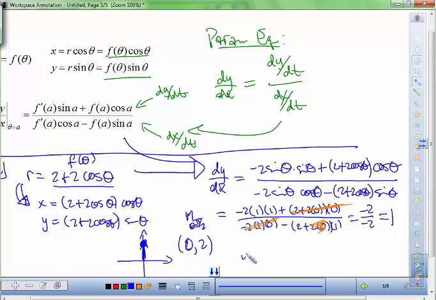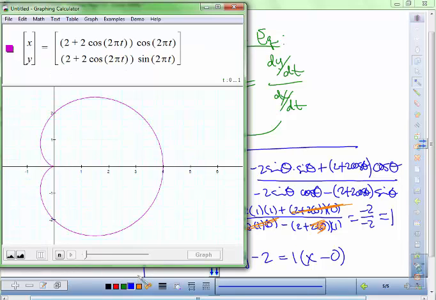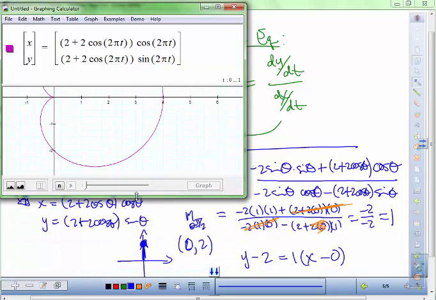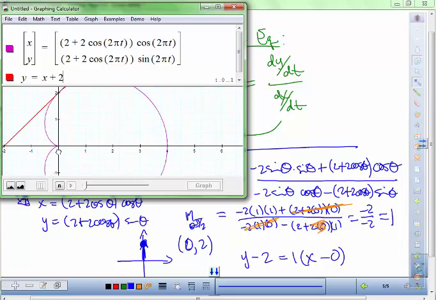So then my equation would be y minus y1 is equal to the slope times x minus x1. So y is equal to x plus 2. And then if I graph y is equal to x plus 2, here I should see my tangent line. And there it goes.